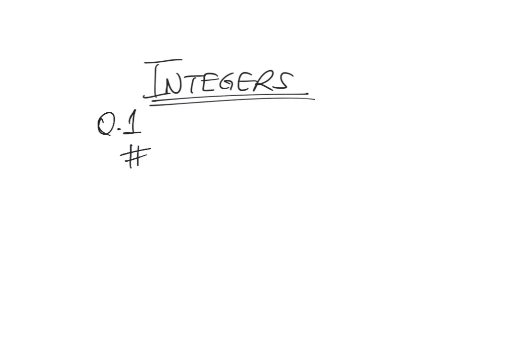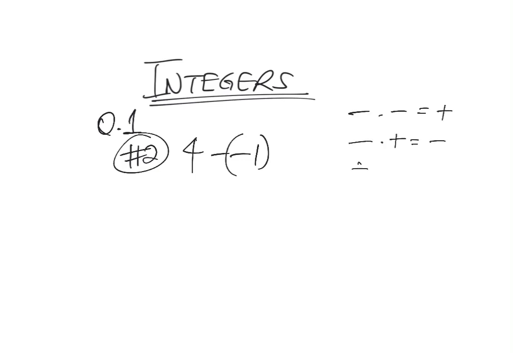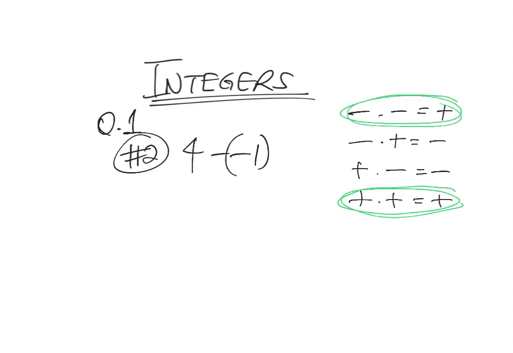So we have number 2, 4 minus negative 1. Remember, with integers, a negative times a negative is a positive. A negative times a positive is a negative. A positive times a negative is a negative as well. And a positive times a positive is a positive. Notice that when the signs are the same, you get a positive. And when the signs are different, you get a negative.